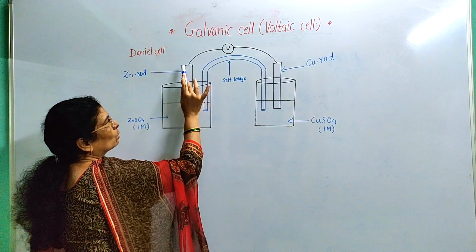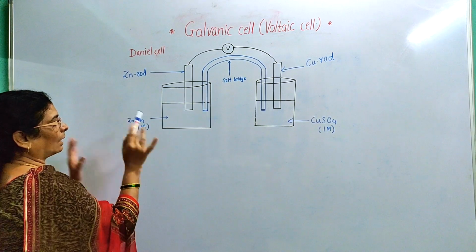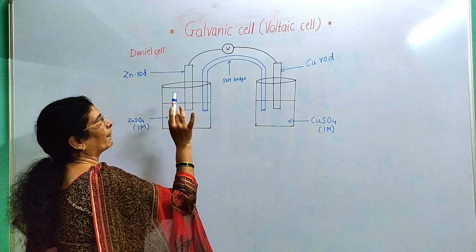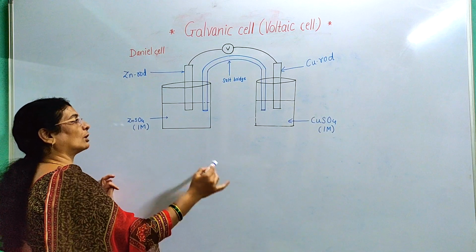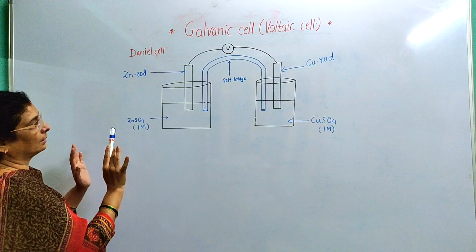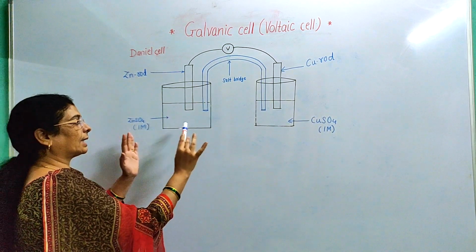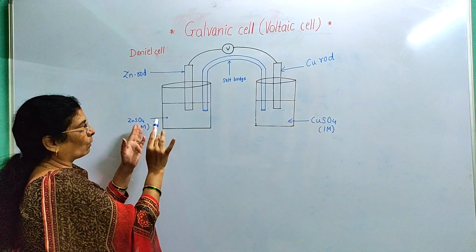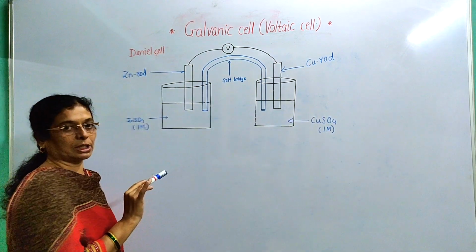Like this, these two rods are connected by using metallic wires. Now, these two solutions are connected by using one medium that is called a salt bridge. What is the function of the salt bridge? We can consider it separately. But this is the construction of any Daniell cell and any galvanic cell. Like this, it can be constructed by using two half cells: one half cell where oxidation takes place, and a second half cell where reduction takes place.